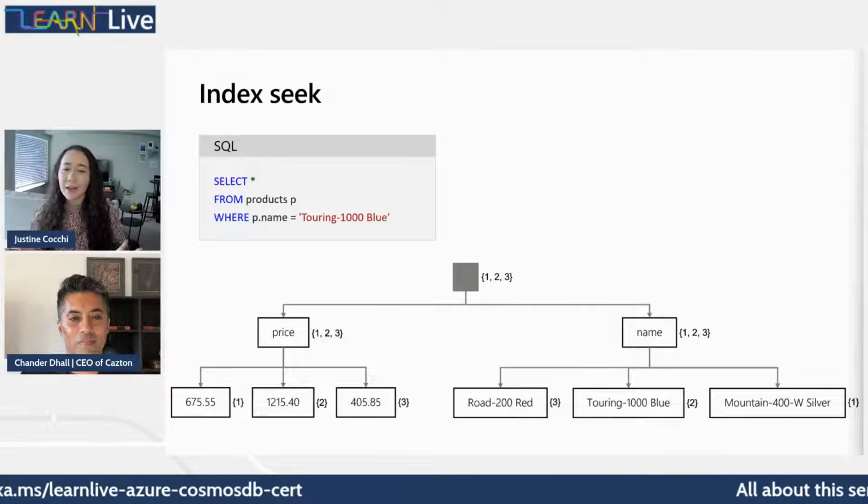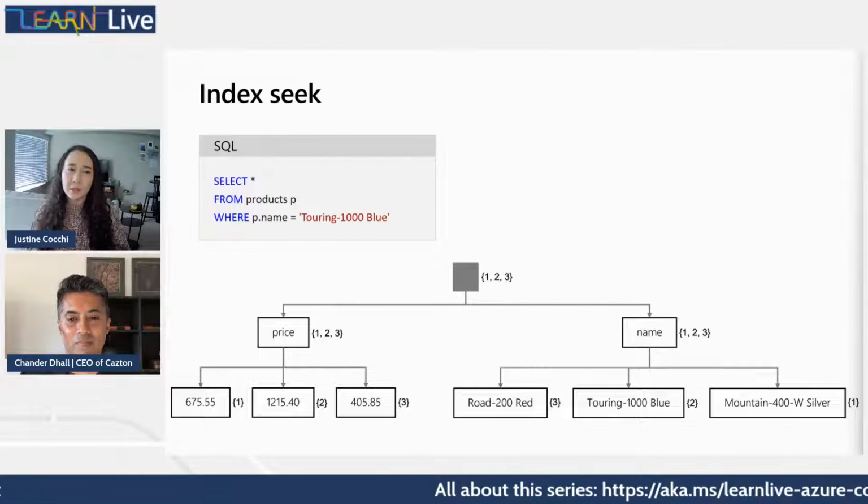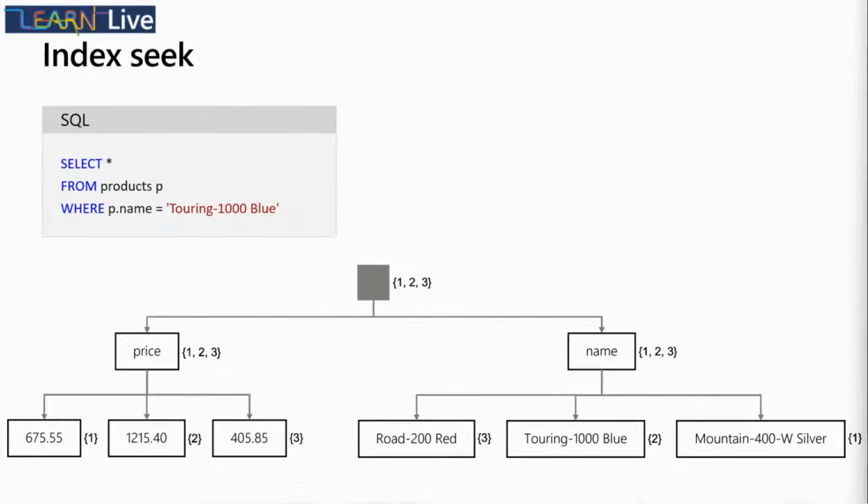So let's take a look at our same inverted index that we just described, and let's show what this looks like with a sample query. So this is going to be an index seek. In this example, we want to select everything from products P, where p.name equals Touring 1000 Blue. In this case, we can use our inverted index. We start at the root node, and we can traverse to the name property.